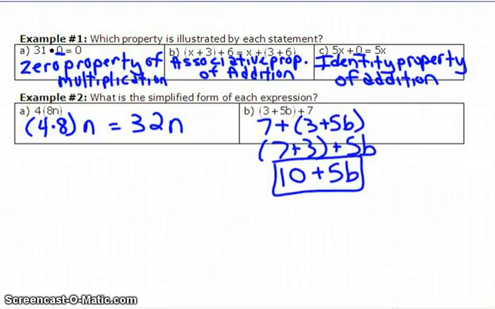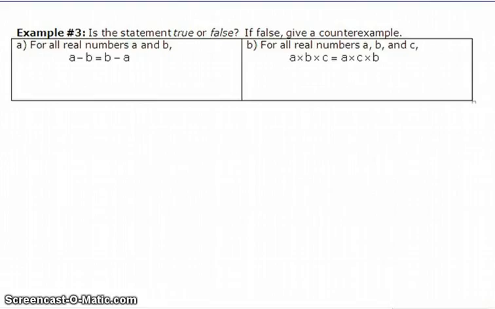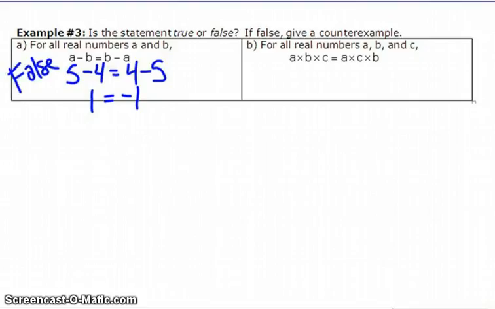Okay. Our last example, example 3. This one asks, is the statement true or false? And if it's false, give a counterexample. A counterexample means an example that shows that it doesn't work. So I know that A is going to be false because all of the stuff we've been doing has been addition and multiplication. This is subtraction. But if I try an example to see if it works, 5 minus 4 should equal 4 minus 5. Well, 5 minus 4 is 1. 4 minus 5 is negative 1. This is false. And I've just given a counterexample.